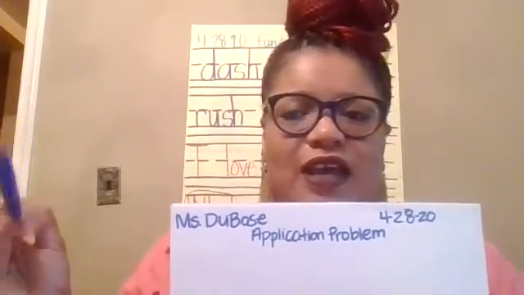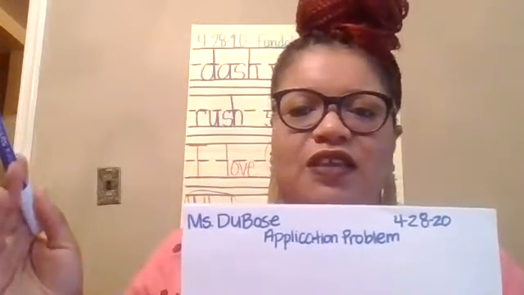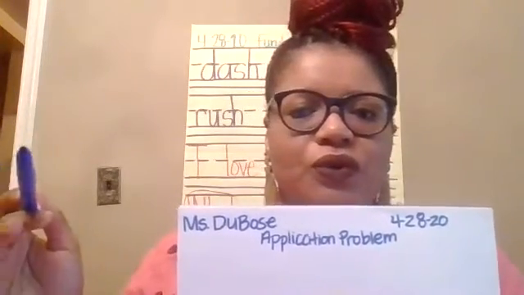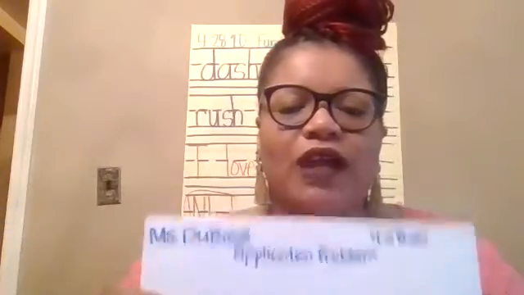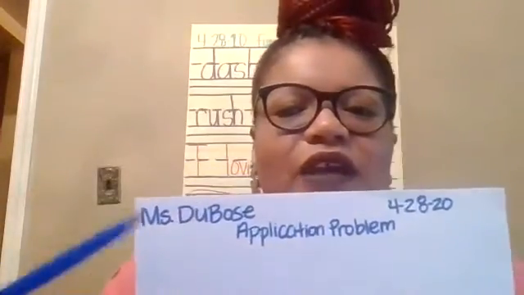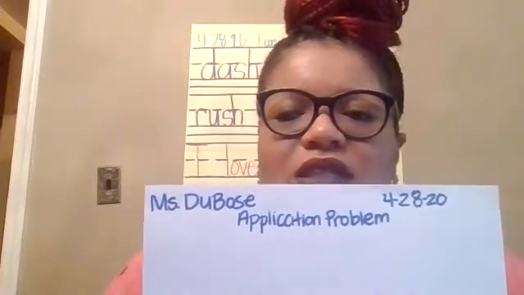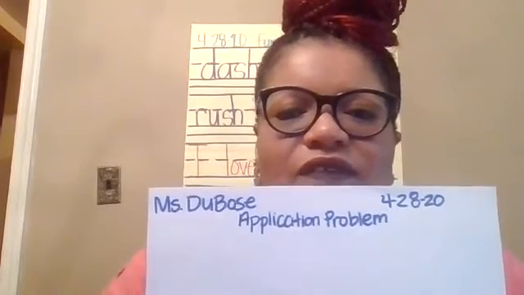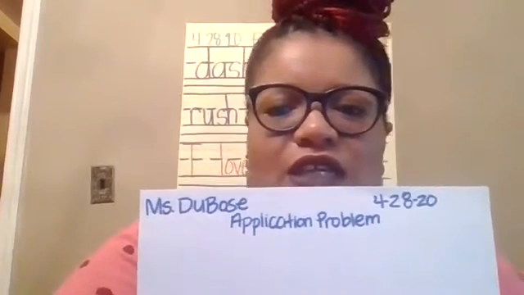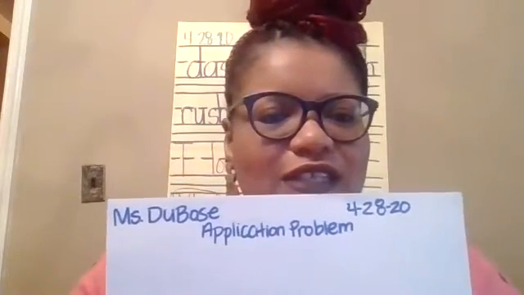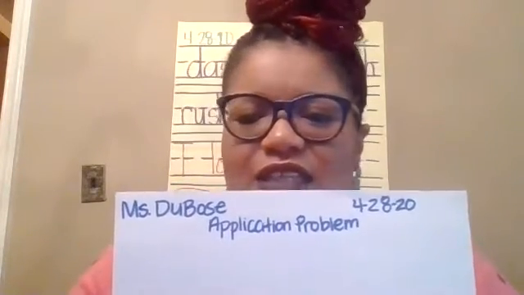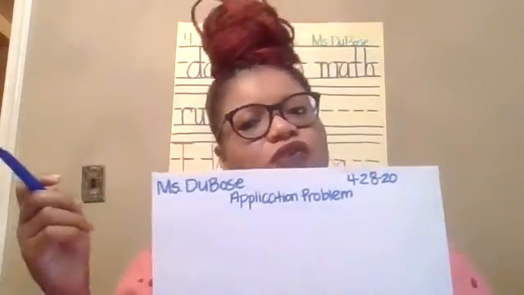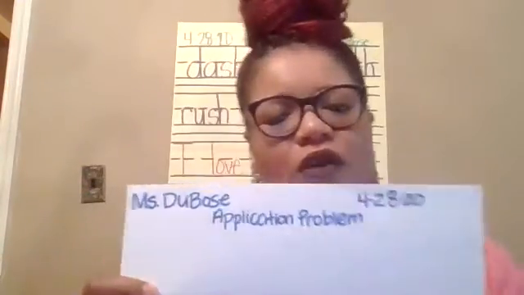10, 9, 8, 7, 6, 5, 4, 3, 2, 1, 0. All right. Now you have 20 seconds to write your name and your date. 20, 19, 18, down to 1, and 0. Okay.